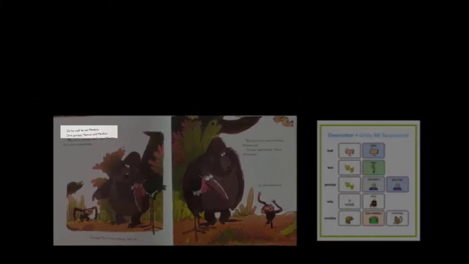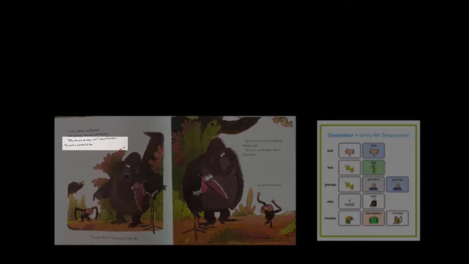On his walk, he met Marabou. Jim's grumpy, Norman told Marabou. Why are you grumpy, Jim? Asked Marabou. It's such a wonderful day. Grumpy? Me? I'm not grumpy, said Jim. But look at how you're standing, Marabou said. It's true, said Norman. You're all hunched. So Jim loosened up.